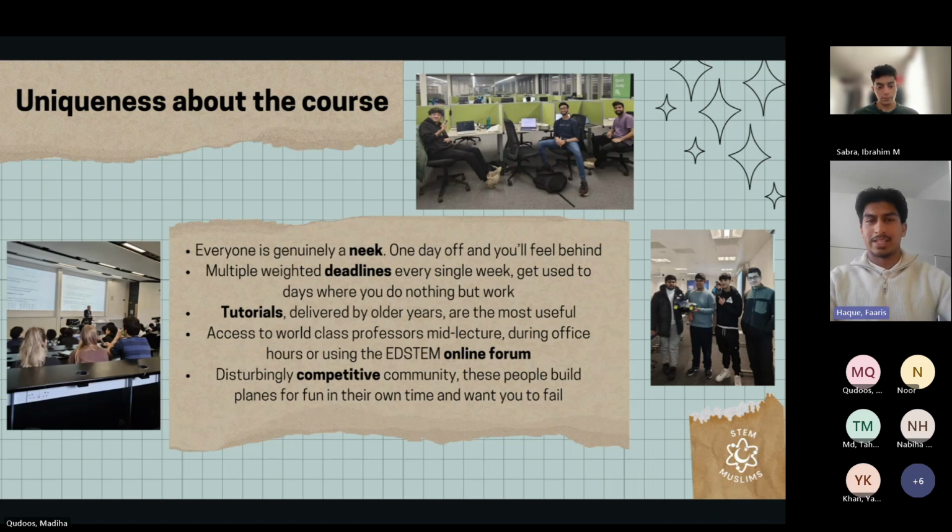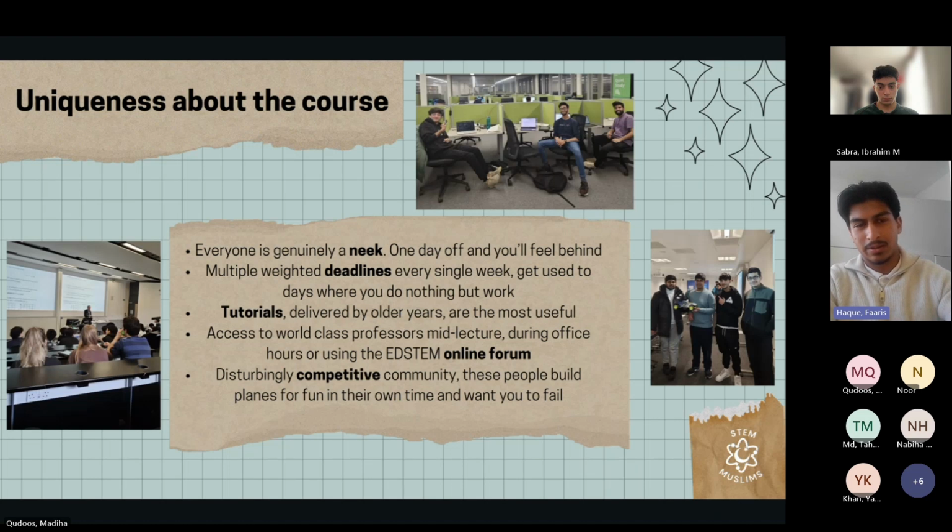Imperial Aero has multiple weighted deadlines every single week. Get used to days where you do nothing but work. If you look at the picture on the top, that's me and my boys in the library at 5 a.m. working on the MATLAB coursework. If you get into year one, you'll understand what I'm talking about. You'll have a few of those days.